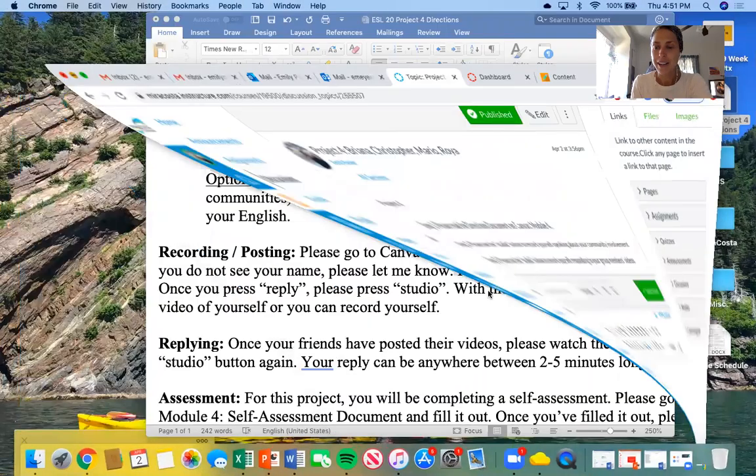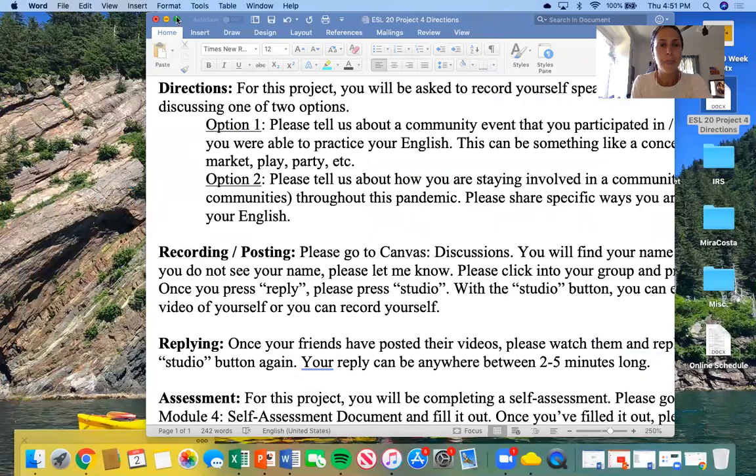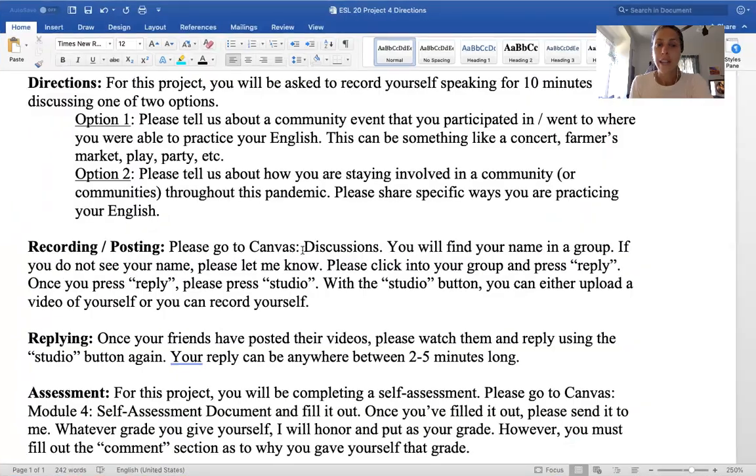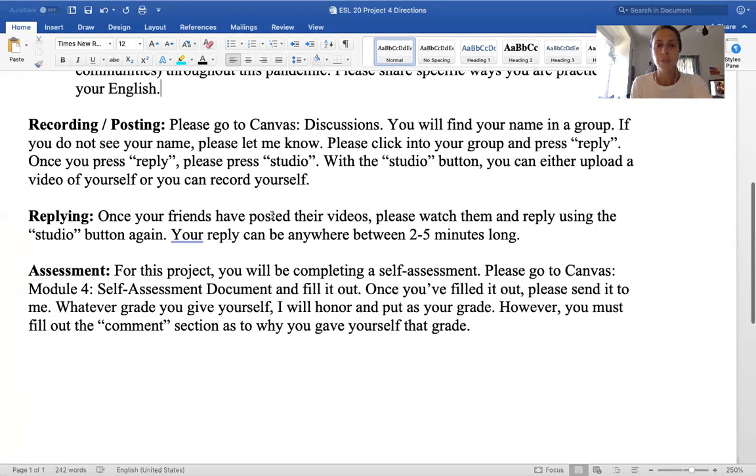Let's go back to the directions. So go to Canvas discussions, you'll find your name, click into your groups, press reply. Once you press reply, press studio, and then upload a video or record yourself. Once your friends have posted their video, please watch them and reply using the studio button again. Your replies can be anywhere between 2 and 5 minutes long.